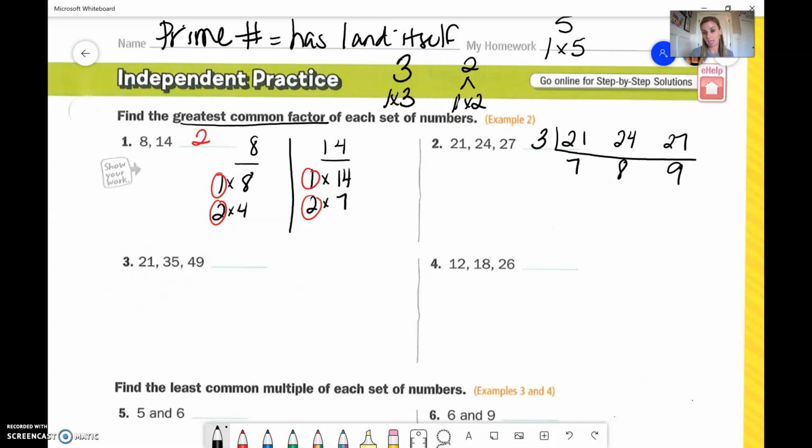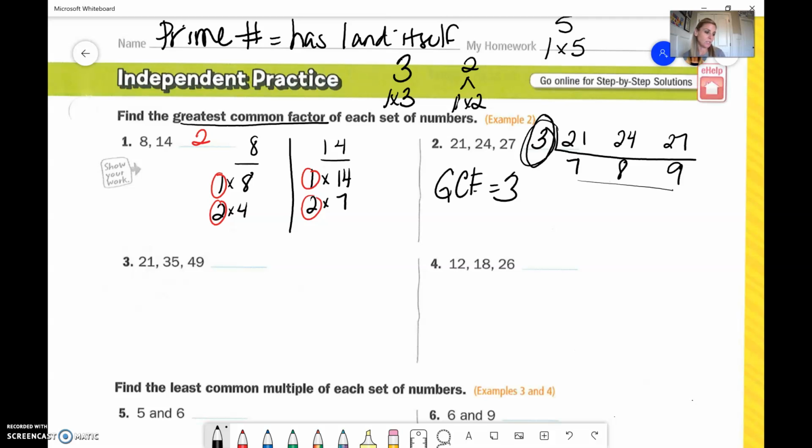Now when I look at 7, 8, and 9, I know that they do not have a common factor, so I am done. The numbers on the outside that you've pulled are the greatest common factor. Not the numbers down here, but the numbers on the outside that you pulled become the greatest common factor. So in this case, it is 3.